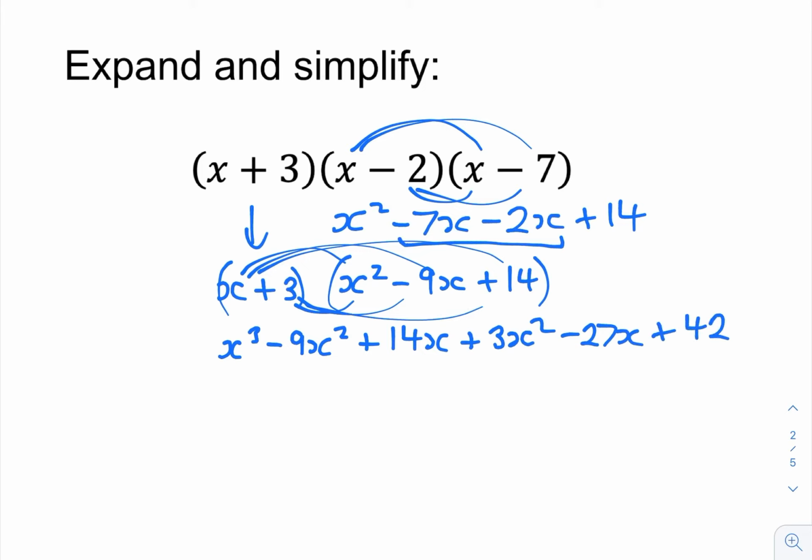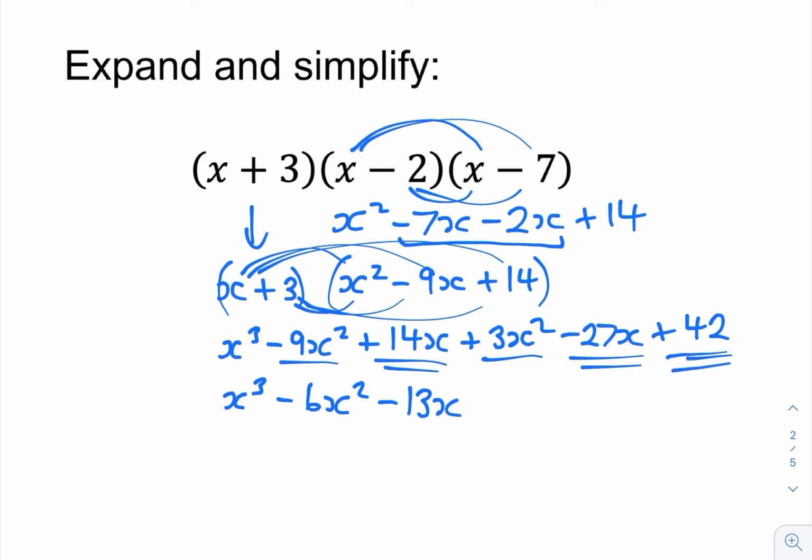All that's left to do now is to tidy together the things that go together. There's only one x cubed term in here, so that's going to come first. The x squared terms in here are these two, so negative 9x squared add 3x squared, which will leave me with negative 6x squared. Then the two x terms, 14x subtract 27x is negative 13x. And then there's just this 42 on the end. So there we have it.